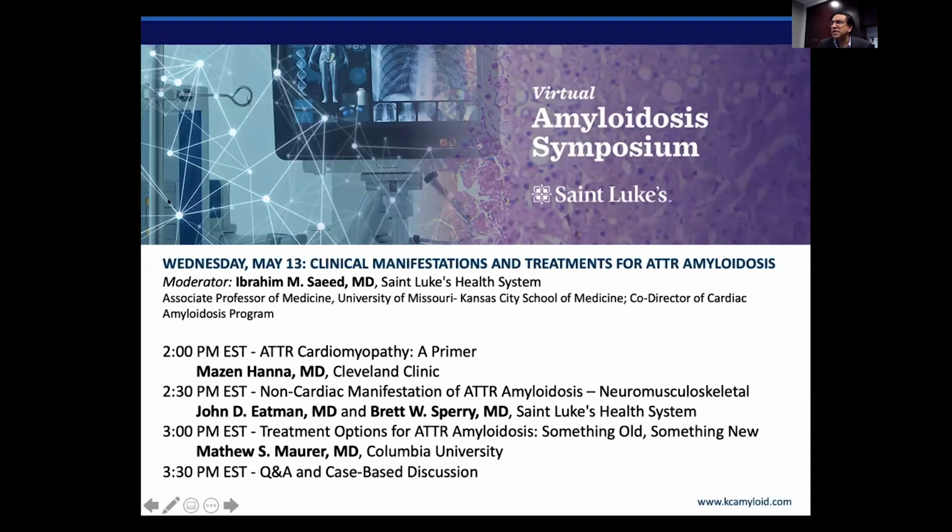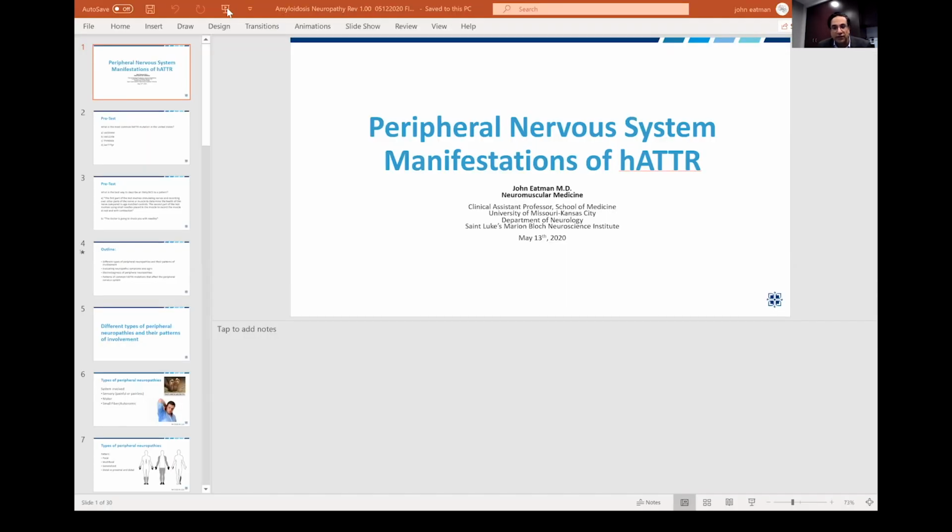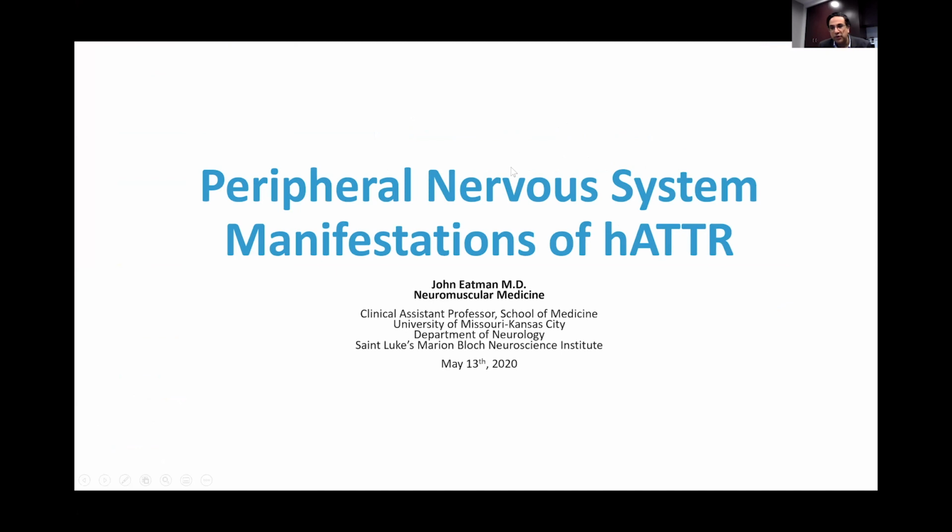So a little bit about Dr. Eatman. He is a neurologist here at the St. Luke's Marion Bloch Neuroscience Institute. He did his training at the University of Texas Health Science Center in Houston. He also spent an extra year doing advanced neuromuscular medicine training. And he's our go-to guy here for all things neurological in the setting of amyloidosis. And, as cardiologists, we work a lot with hematologists and trying to understand subtleties of this. But one of my personal areas of deficiency is neurology and neuromuscular medicine. So I'm really looking forward to this talk. So John, would you mind taking it away?